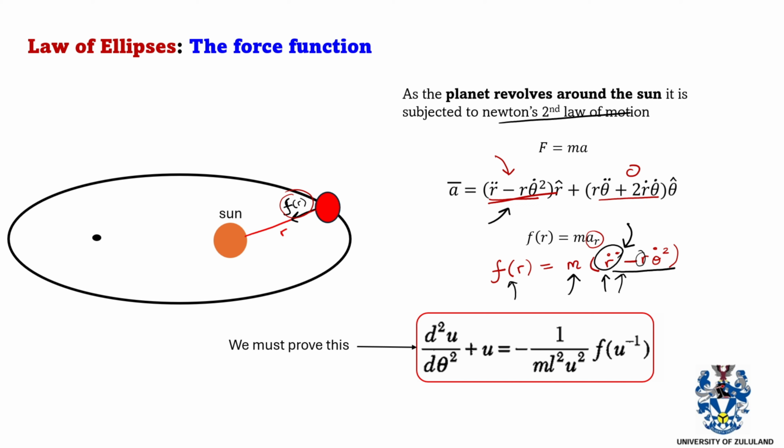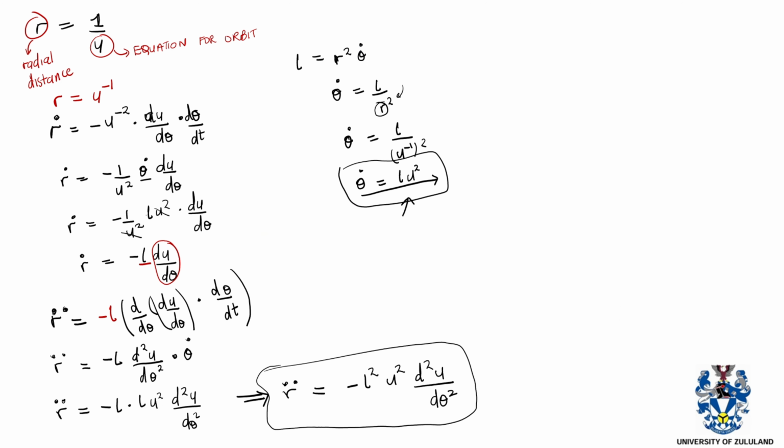Okay, so now we just need to find our force function. We need to prove that our force function is equal to this. Remember that we apply Newton's second law and say that the force, in this case the radial force, is equal to the mass multiplied by the acceleration, in this case the radial acceleration. So the radial force, we can write it as f of u to the power minus 1, because remember that r is the same as u to the power minus 1.